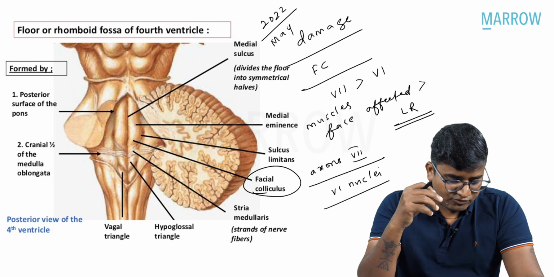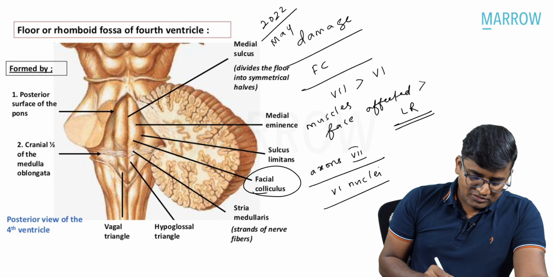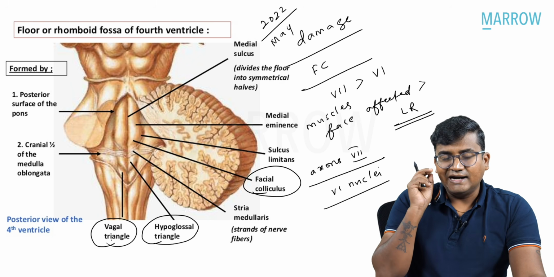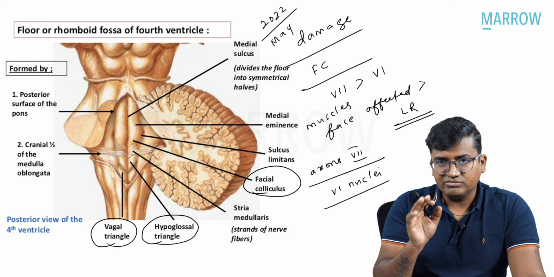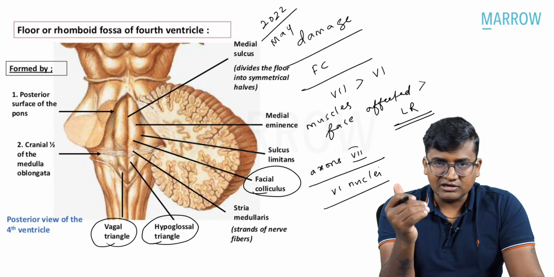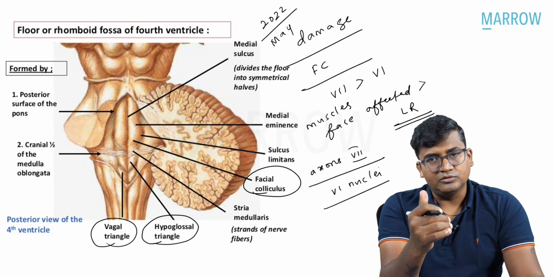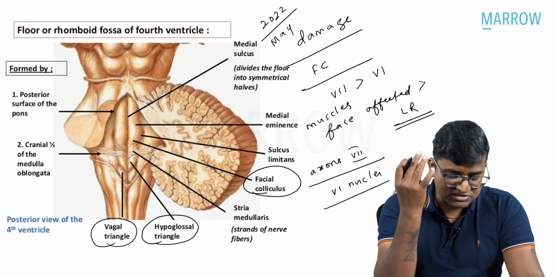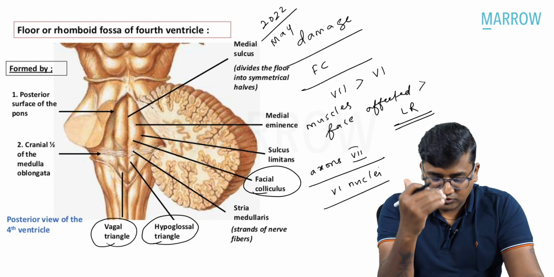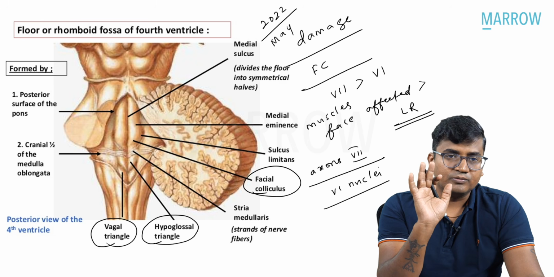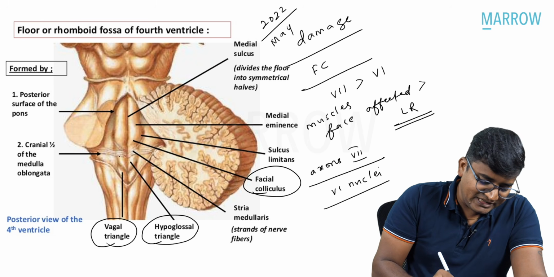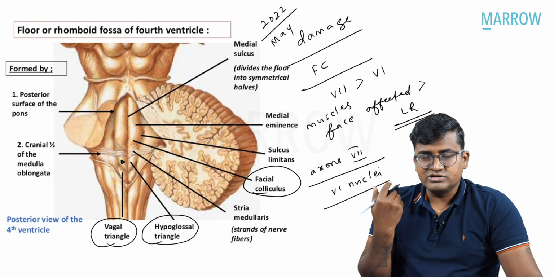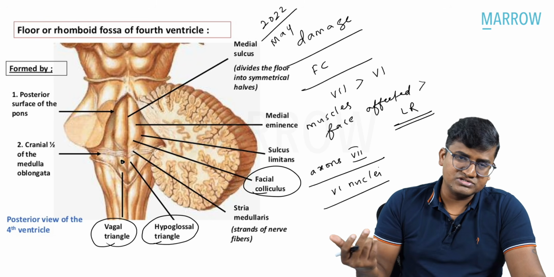Now, in the floor of the 4th ventricle, in the medulla, we see 2 triangles, the hypoglossal triangle and the vagal triangle. Identification is very important. Hypoglossal triangle above and vagal triangle below. So don't make a silly mistake. They can give you a question in the NEET exam: damage to the marked part will in turn result in paralysis of which of the following muscles. They can frame the question like this.